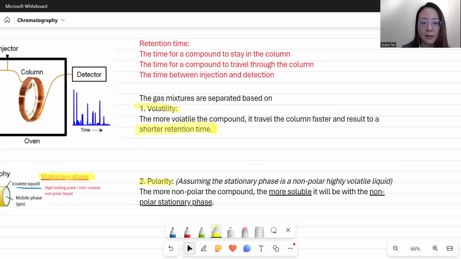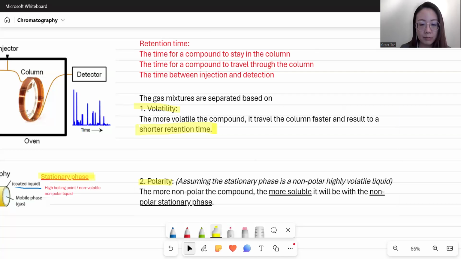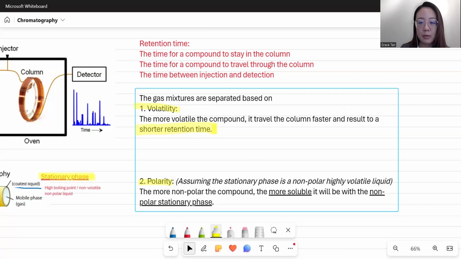Now the second factor is polarity. Because most of the time, our stationary phase is a non-polar, high boiling point liquid that is coated at the inner wall, the more non-polar the compound, the more soluble it will be with the non-polar stationary phase.